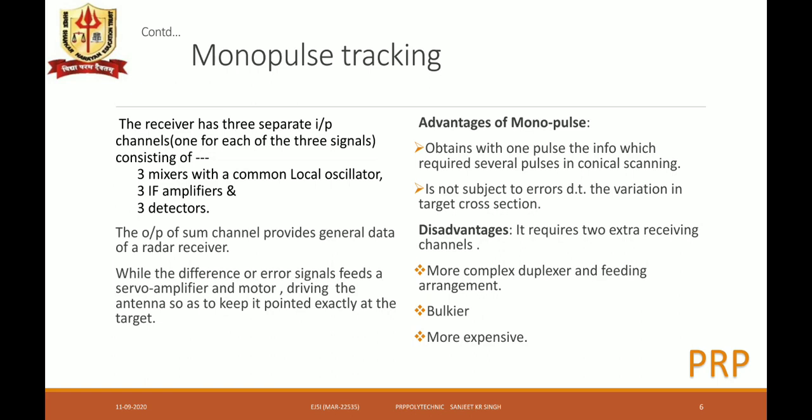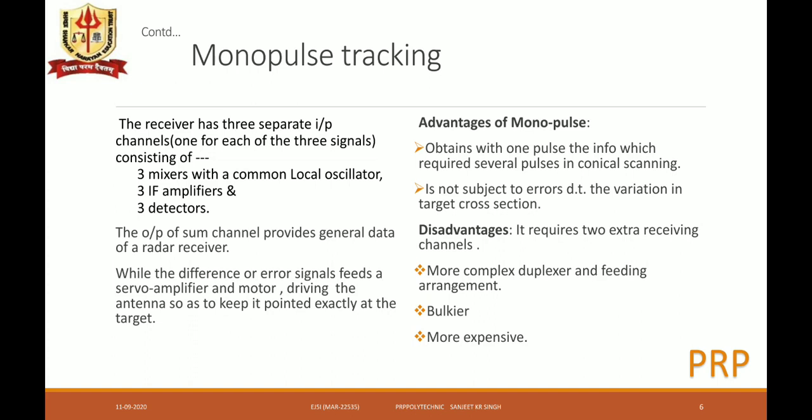The output of the sum channel provides general data, as already discussed for a radar receiver, while the difference or error signals feed a servo amplifier and motor. The error signal is given to a servo amplifier and motor that will drive the antenna so as to keep it pointed exactly at the target, in order to aim anti-missile guns or electronic countermeasures.